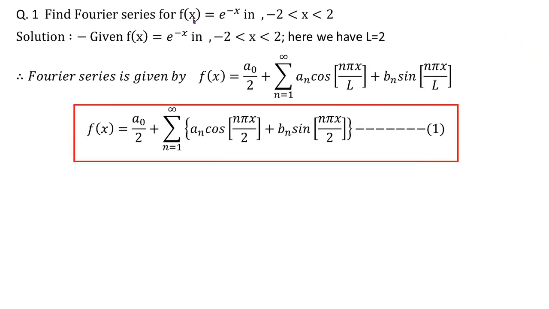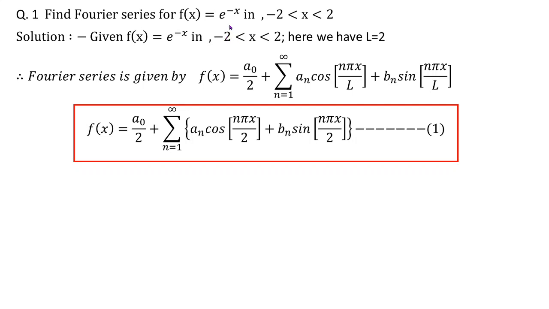Find the Fourier series for f of x is equal to e power minus x in the interval minus 2 to 2. Here, as the interval is of the form minus L to L, in case of integration we have one standard property: integration from minus a to a of f of x dx is equal to 2 times the integral from 0 to a of f of x if the function is even, and it takes the value 0 if the function is odd. That result I am going to use here in order to minimize the computation.